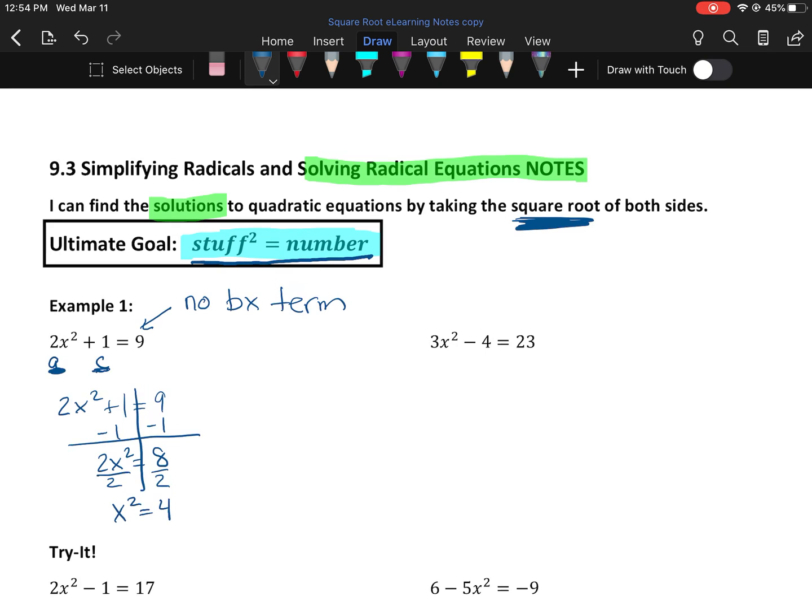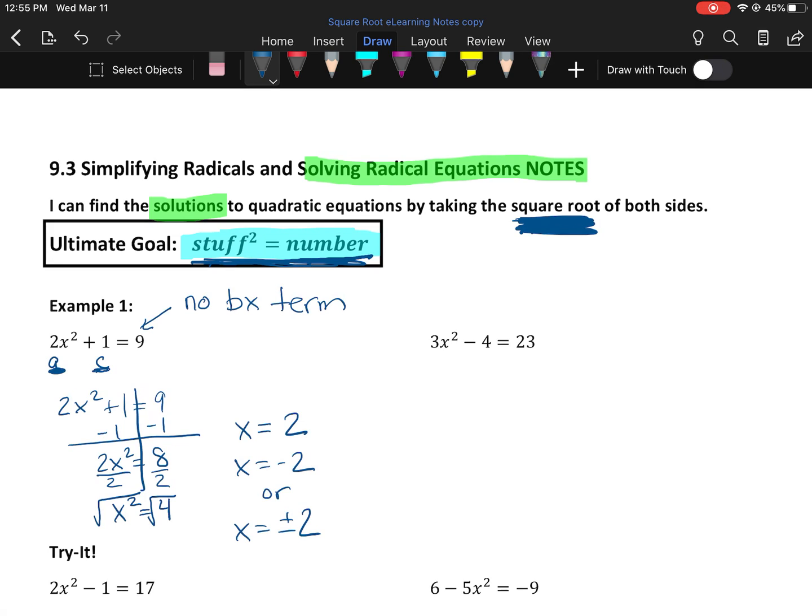Now, once we have reached the goal that's up here, we want to get rid of the exponent. The opposite of squaring something is square rooting it. Hey, maybe that's why it said square root in the directions up here. I'm going to take the square root here, take the square root here, because whatever I do to one side, I have to do to the other side. The square root of 4 is 2 and negative 2. My two answers, x is equal to 2, x is equal to negative 2, or if you wanted to write it as x equals plus or minus 2, that would also work.